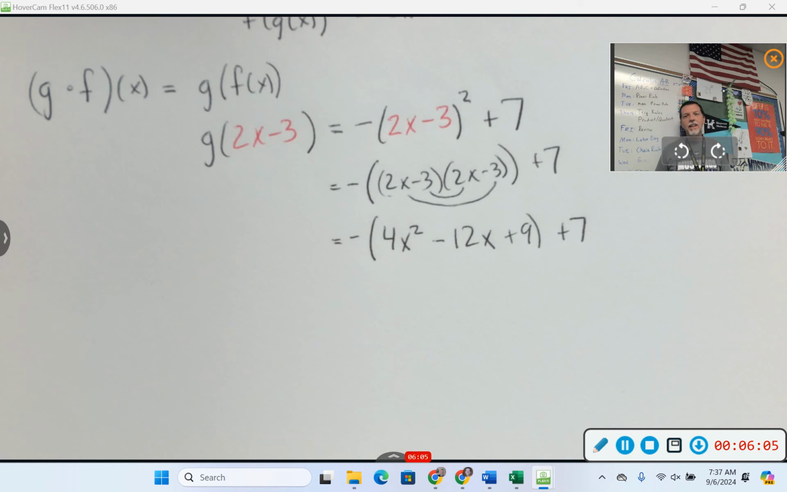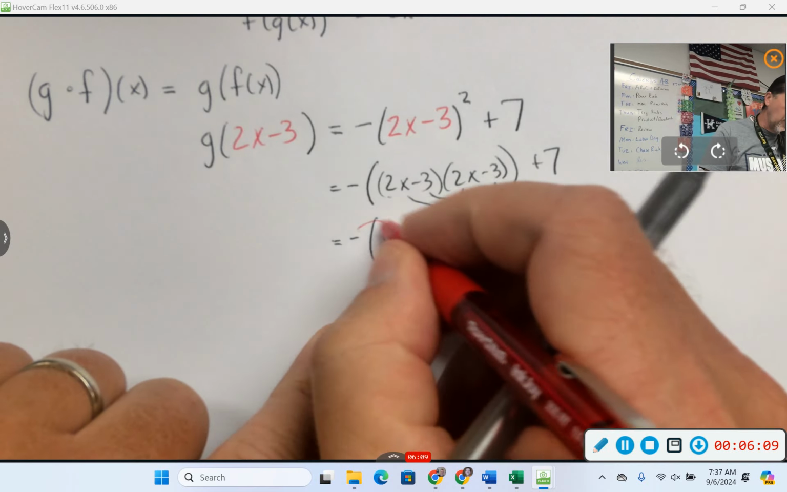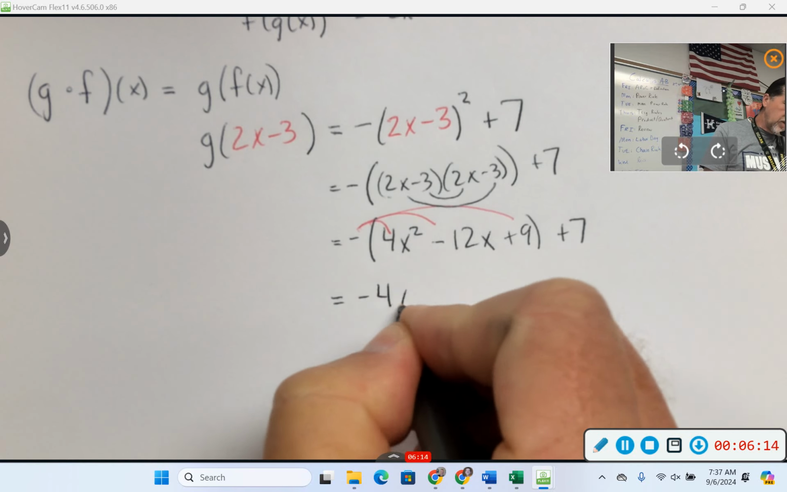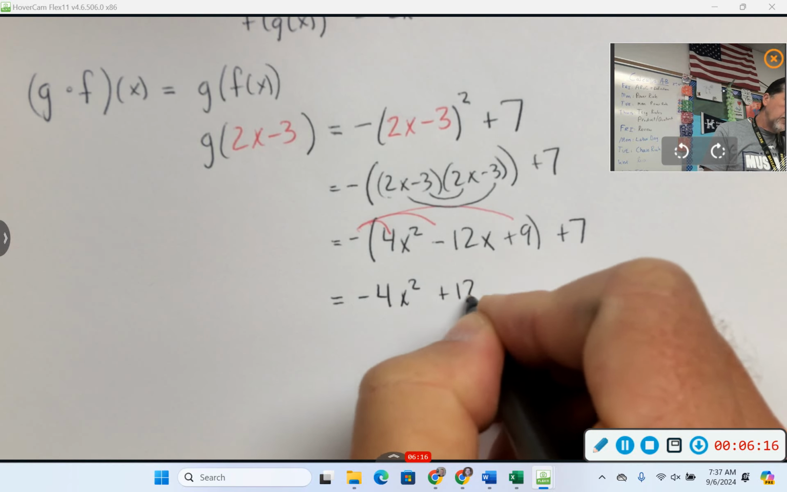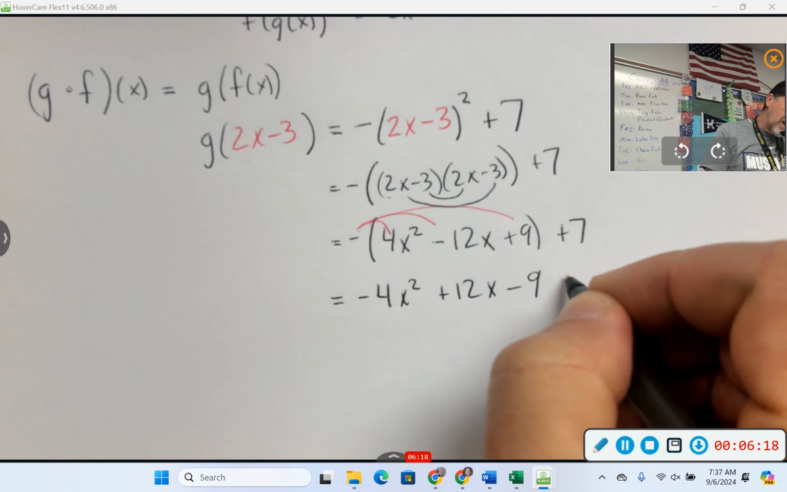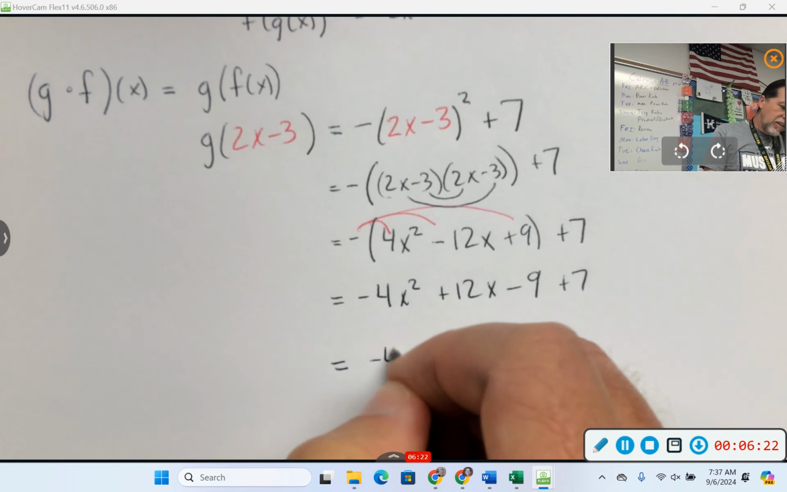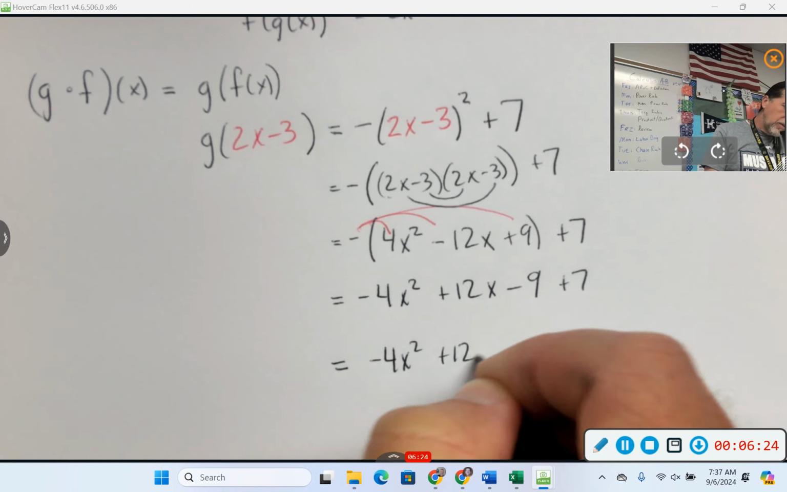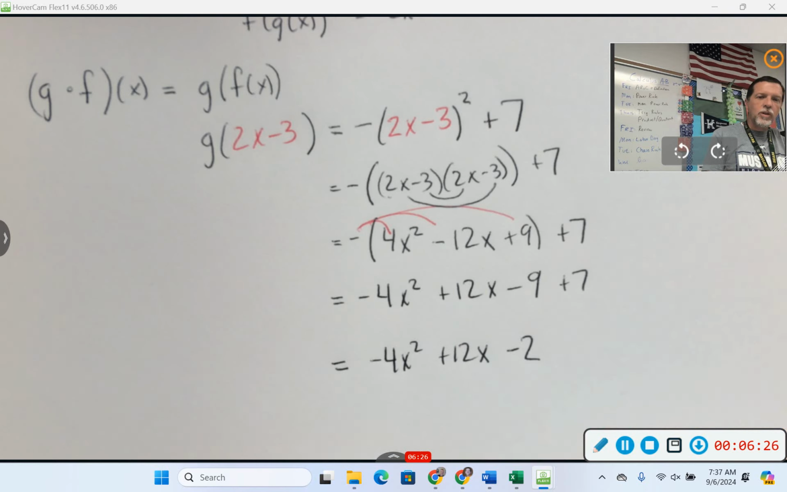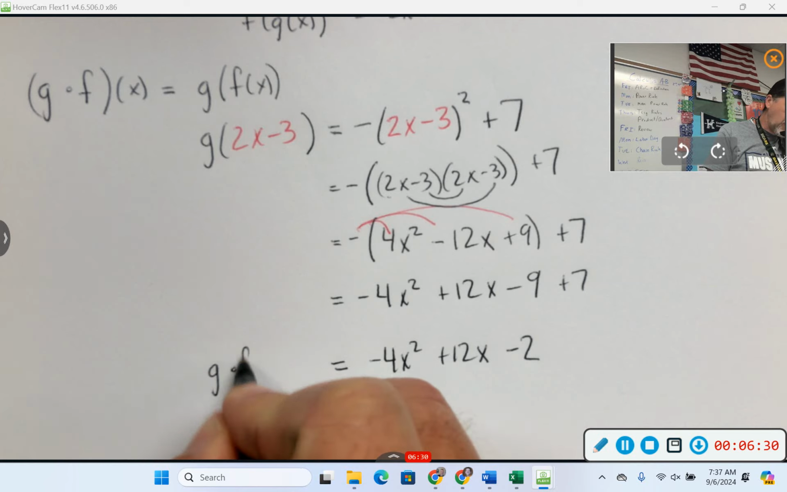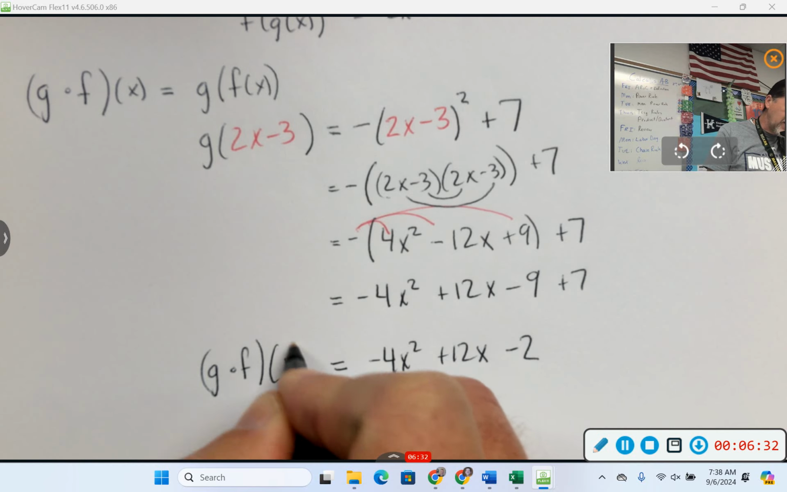And then I need to take that negative sign and put it on everybody, everybody in the parentheses anyway. So negative 4x squared plus 12x minus 9 plus 7. So negative 4x squared plus 12x minus 2 is g of f of x, or if you'd rather just say "g of f" of x.